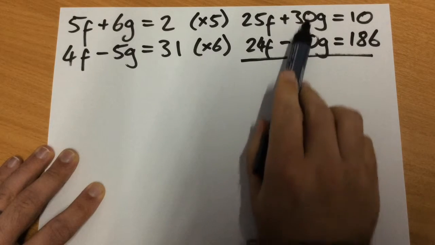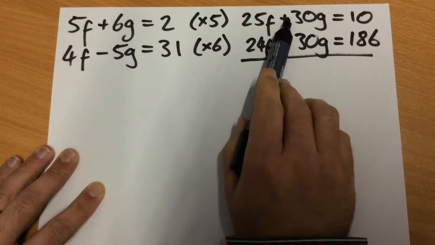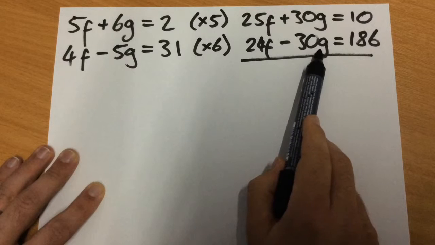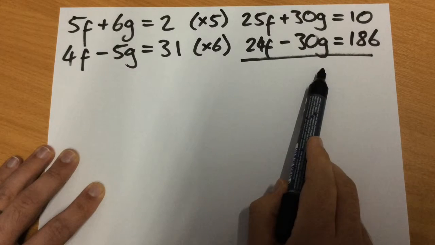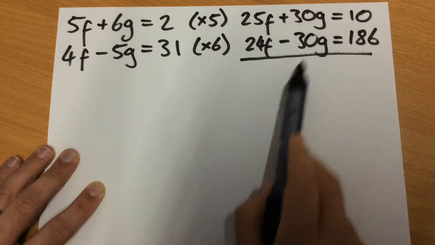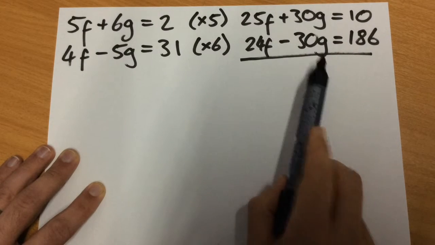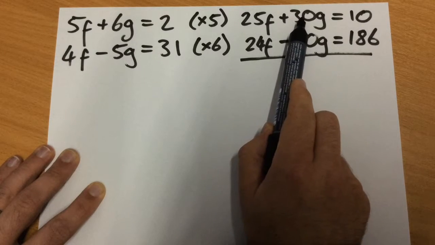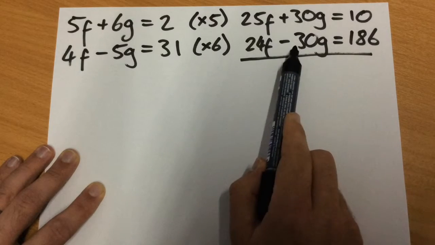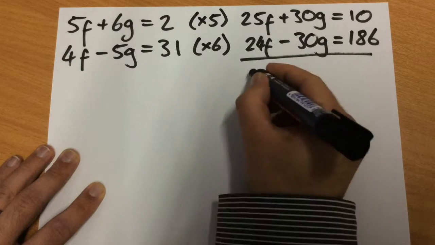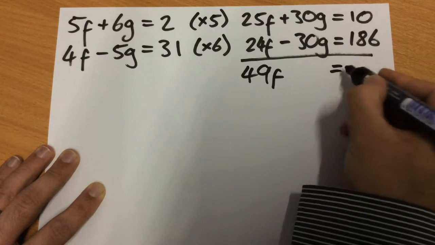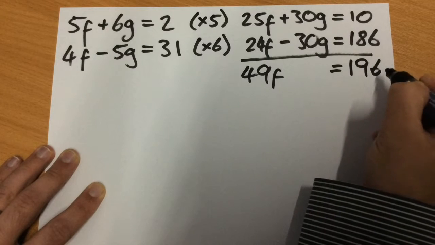Now, we've got the same number in front of g. Both of them have a 30, but of course we have a different sign now. If I do 30g take away minus 30g, I'm going to end up with 60g in this place. Or if I do minus 30g minus 30g, I'm going to end up with minus 60. So what I have to do here is I actually have to add them. 30g plus minus 30g disappears. So I'm going to be adding these two equations together. So I end up with 49f, this part disappears, equals 196.